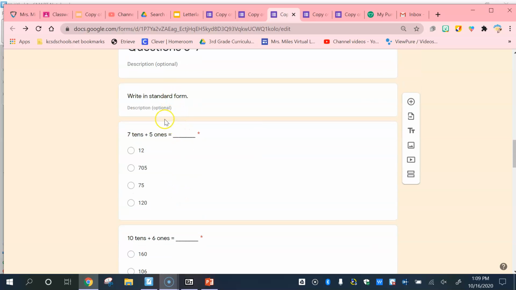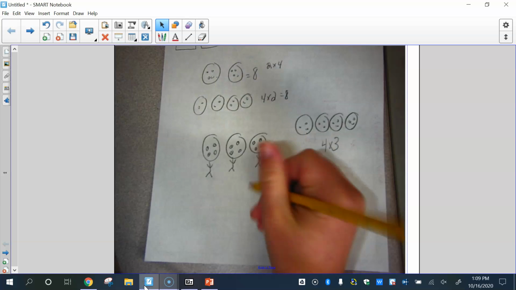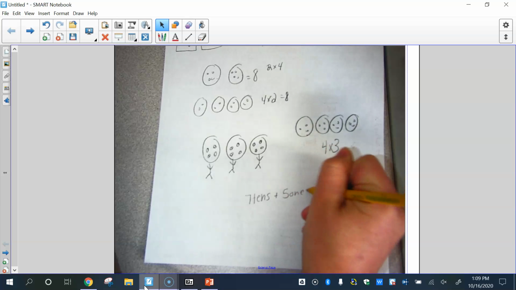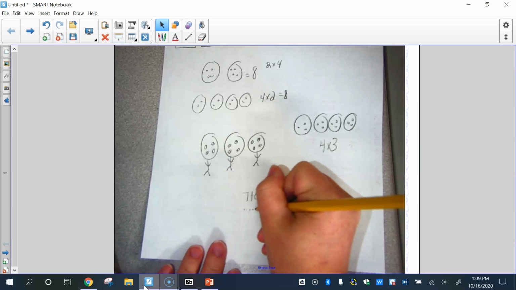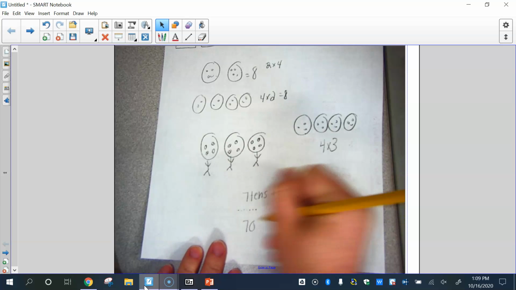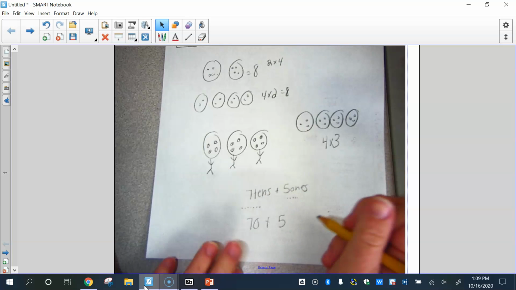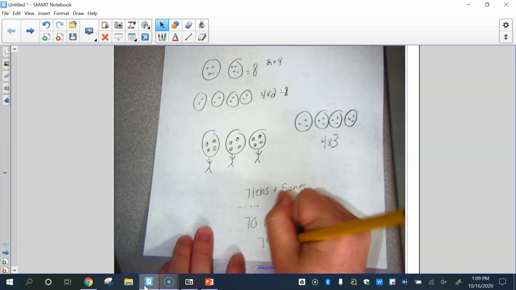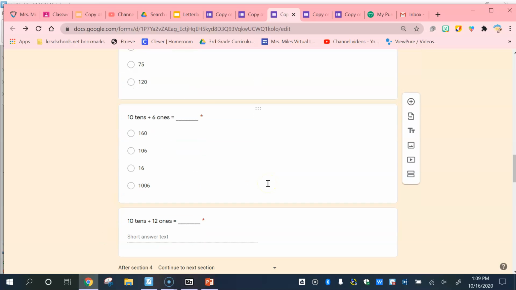Write in standard form 7 tens plus 5 ones. So 7 tens plus 5 ones. So 7 tens, 10, 20, 30, 40, 50, 60, 70, plus 1, 2, 3, 4, 5. I just did dots instead of using my fingers. So what's 70 plus 5? 75. 10 tens plus 6 ones.